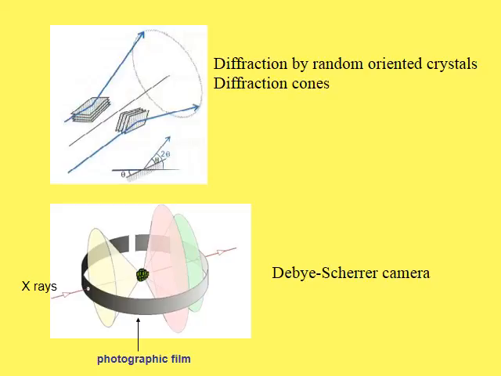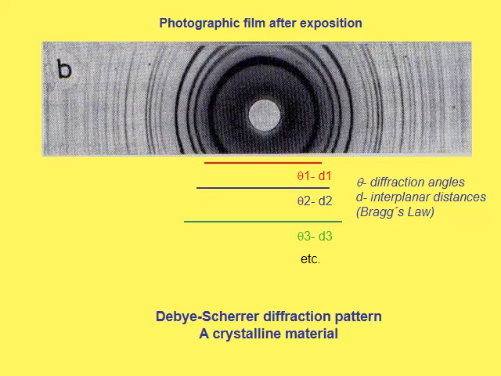In these devices, the detection of X-rays was performed by a photographic film placed all around the sample. After some time of exposition, the film was removed. And this was the result. The film was marked by the diffracted X-rays. By measuring the diameters of the cones and knowing the dimensions of the camera, the diffraction angle could be determined. Bragg's law gives us the interplanar distances.